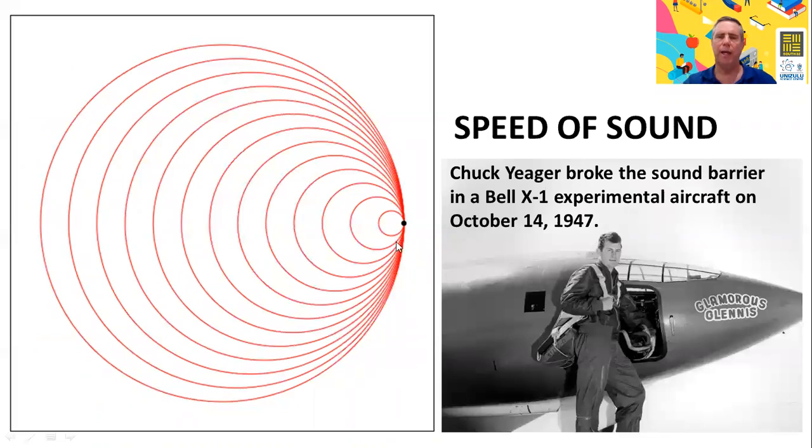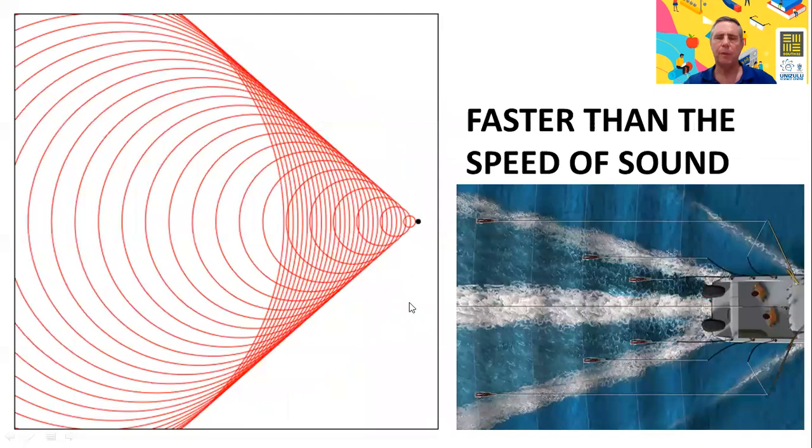If you travel at the speed of sound, we get this effect where the sound waves can't go in front of the aircraft. Now, the speed of sound was broken on October the 14th, 1947 by this brave man, Chuck Yeager. He flew a Bell X-1 experimental aircraft and was the first man in history to break the speed of sound 73 years ago. If you fly faster than the speed of sound, you get this shock wave.